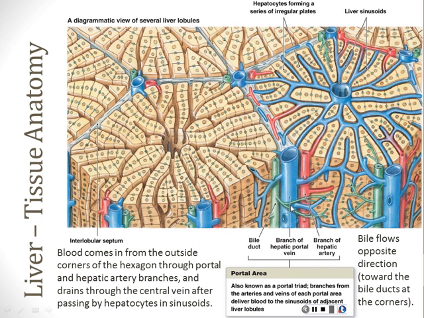All right. So if we zoom in to look at the liver's structure, we can see that it's arranged in these sort of hexagons that are called lobules or sinusoids.